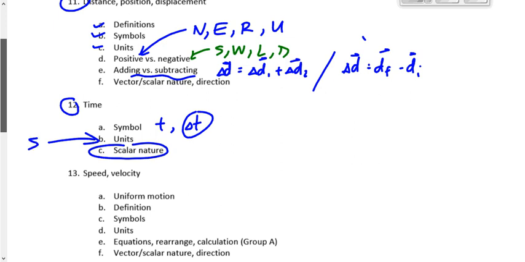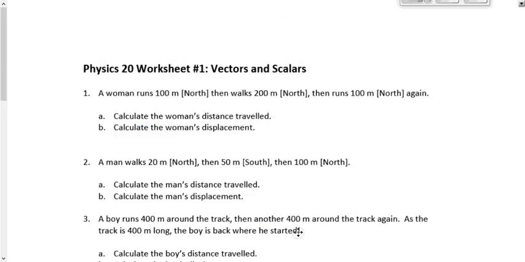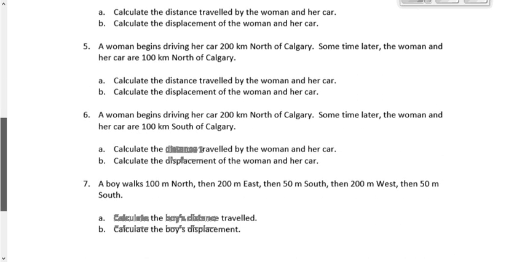Got it? Okay, let's take a look at the worksheet that we had for homework last night, see if there's any problems with that. Let's have a look at number 6 here. It says a woman begins driving her car 200 kilometers north of Calgary, and sometime later, the woman is in her car 100 kilometers south of Calgary.